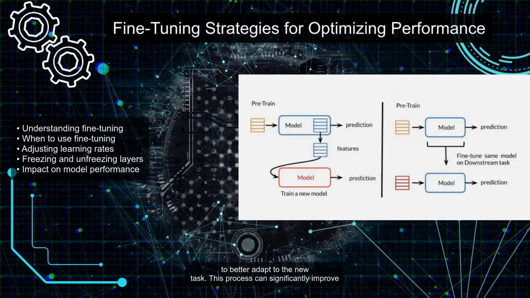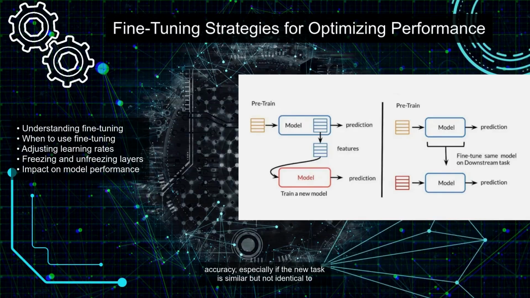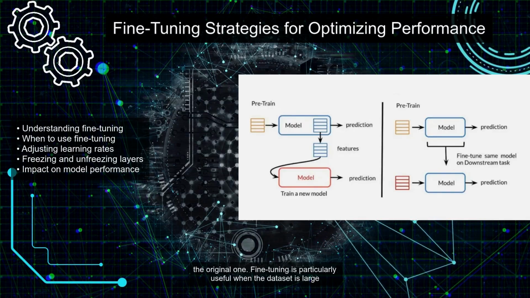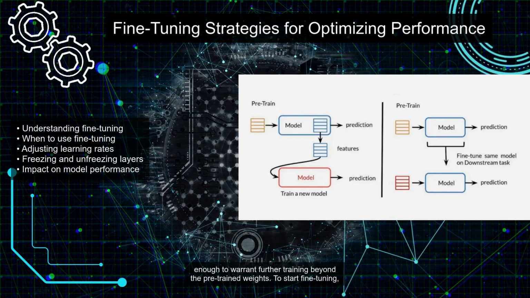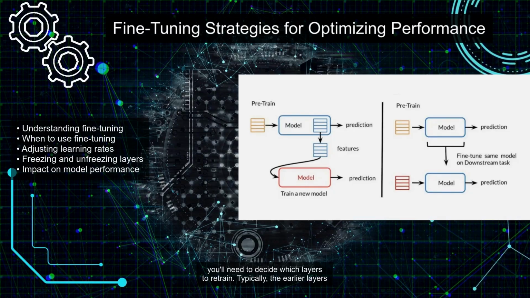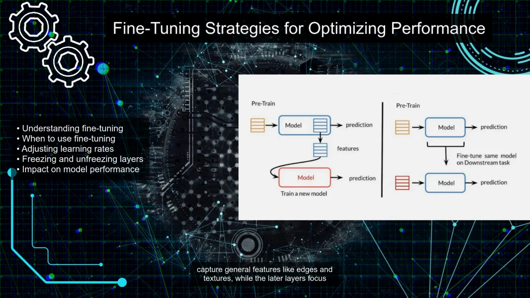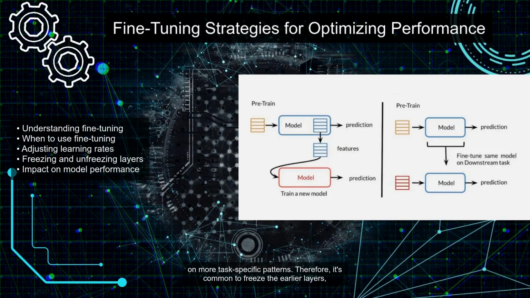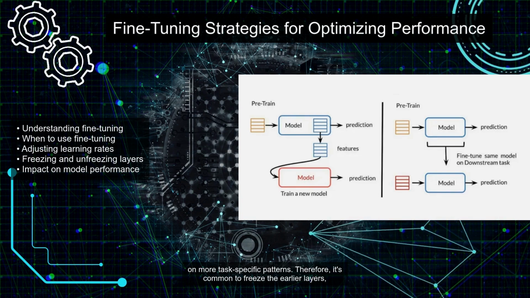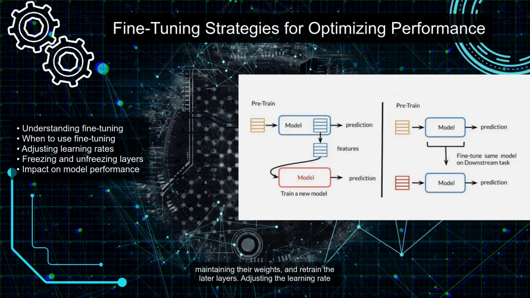This process can significantly improve accuracy, especially if the new task is similar but not identical to the original one. Fine-tuning is particularly useful when the dataset is large enough to warrant further training beyond the pre-trained weights. To start fine-tuning, you'll need to decide which layers to retrain. Typically, the earlier layers capture general features like edges and textures, while the later layers focus on more task-specific patterns. Therefore, it's common to freeze the earlier layers, maintaining their weights, and retrain the later layers.